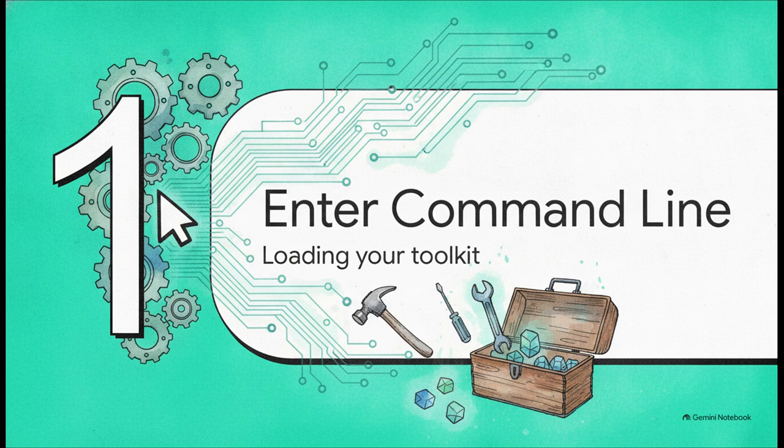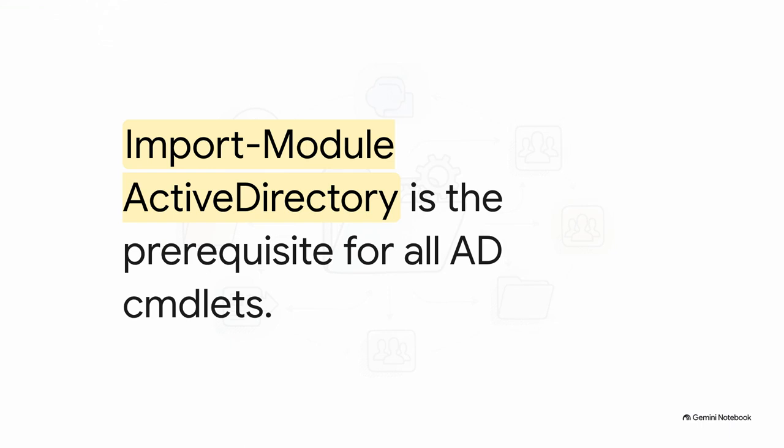All right, Part 1. Enter the command line. Loading up your administration toolkit. Before we can do any of the fun stuff, it all comes down to this single command: Import-Module ActiveDirectory. This right here is the absolute gateway. You literally have to load this module into your PowerShell session before running any AD cmdlets. Think of it as the key in the ignition. It's the prerequisite that enables all that crazy speed and those massive bulk operations that are just flat out impossible through standard GUI tools alone. Once you run this, your environment is officially ready to roll.